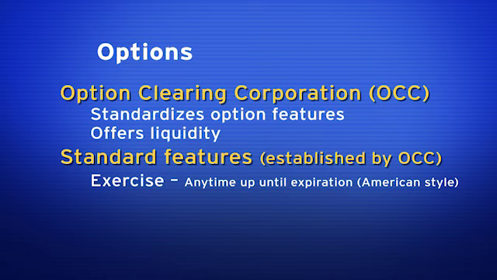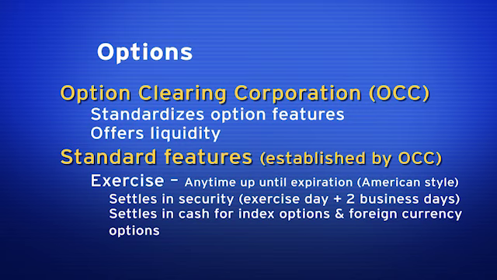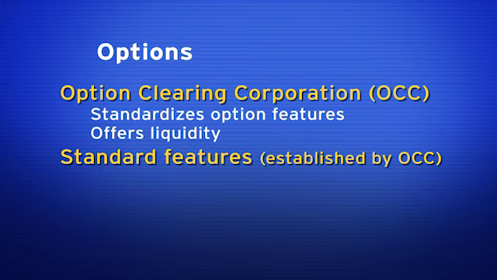If I exercise a call and buy 100 shares of ABC stock, when would I have to pay for that stock? When would I receive that stock? When would this settle? That would be the same as any other security settlement, which is exercise day plus 2 business days. Index options settle in cash, not in securities. Foreign currency options settle in cash, not in securities. There are no securities to deliver with an index option or with a foreign currency option.